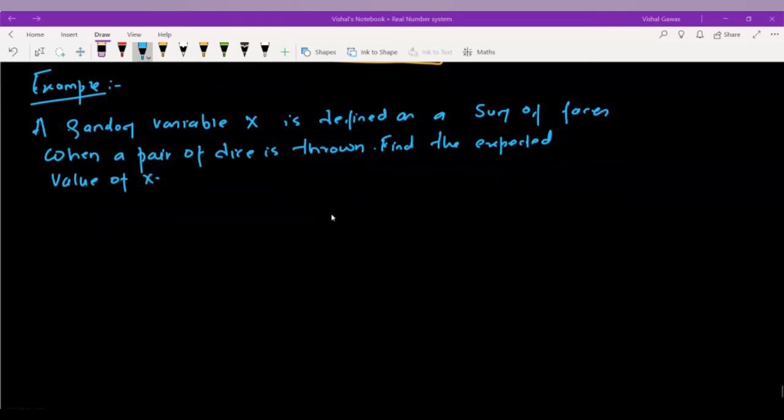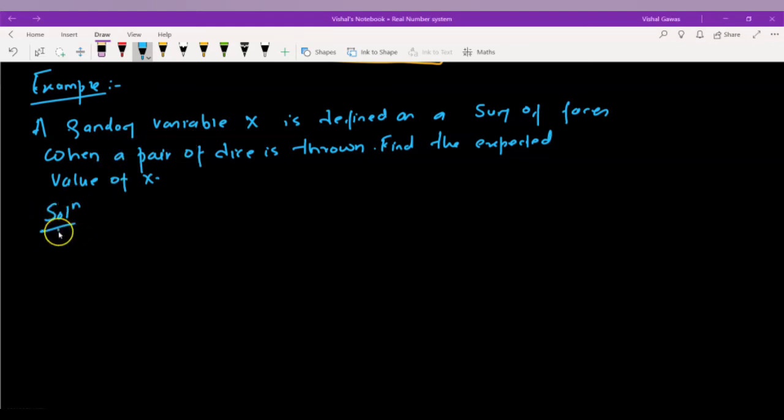A random variable x is defined to be the sum of the faces when a pair of dice is thrown. So you're throwing two dice, okay? Then you have to find the expected value of x. So when two dice are thrown, what are the possibilities for x? Let's look at this one.